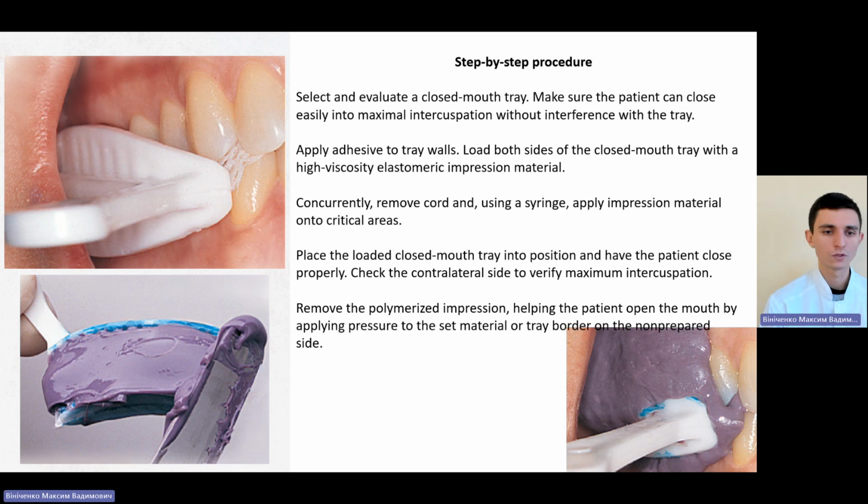Place the loaded closed mouth tray into position and have the patient close properly. Check the contralateral side to verify maximum intercuspation. Remove the polymerized impression, helping the patient open the mouth by applying pressure to the set material or tray border on the non-prepared side.